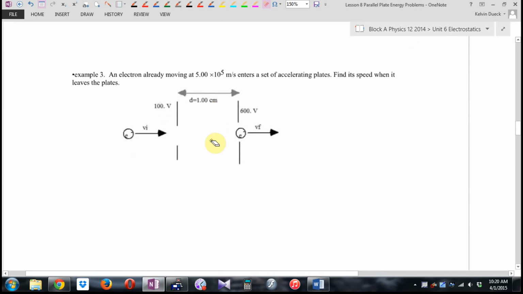So, suppose an electron is already moving at 5 times 10 to the 5th meters per second, and it enters a set of accelerating plates. Find its speed when it leaves the plates. Okay. This is sort of like a change in height. You know what? This is a job for conservation of energy.